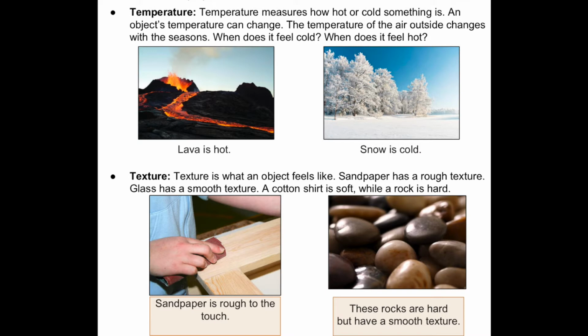Texture. Texture is what an object feels like. Sandpaper has a rough texture. Glass has a smooth texture. A cotton shirt is soft, while a rock is hard. Look at these two photos. Sandpaper is rough to the touch. These rocks are hard but have a smooth texture.